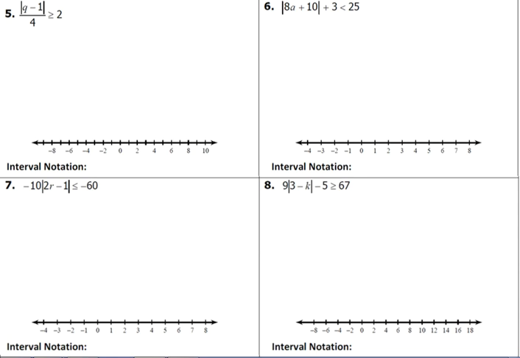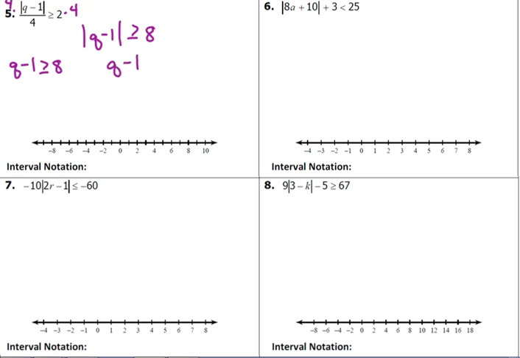Finally, some where we have to do a little bit of work before we split it into the two scenarios. Absolute value of q minus 1 over 4 greater than or equal to 2. We need to begin by multiplying both sides by 4. So we have the absolute value of q minus 1 greater than or equal to 8. Split it into the two cases. Q minus 1, why did I flip that? I'm getting ahead of myself. Greater than or equal to 8. Keep everything the same.